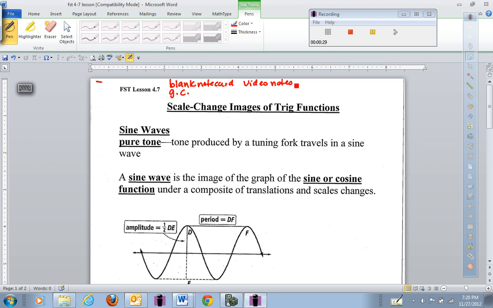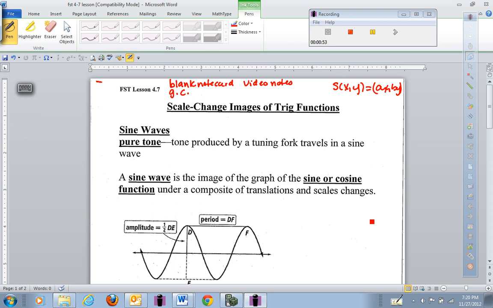The big idea of this lesson is using the graph scale change theorem, which you know to be the one, f(x, y) = (ax, by), that we learned back in chapter 3. We're going to use that to see how we can apply this to trigonometric equations, and the amplitude and the period of them, and what happens when we have a scale change. So we'll need to read lesson 4.7 in the book, but it starts out talking to you about sound waves.